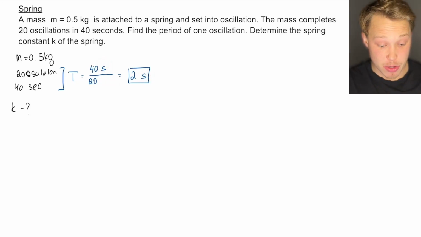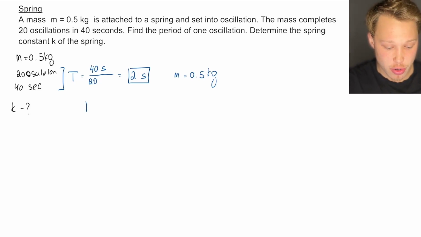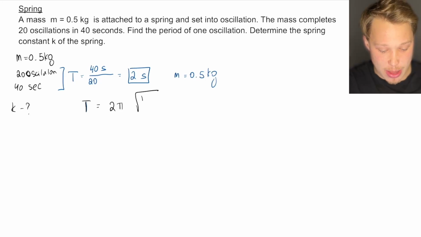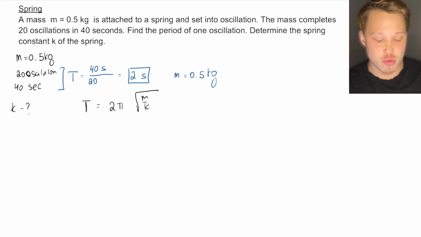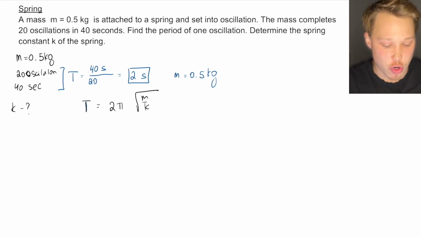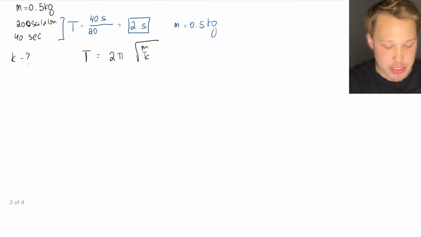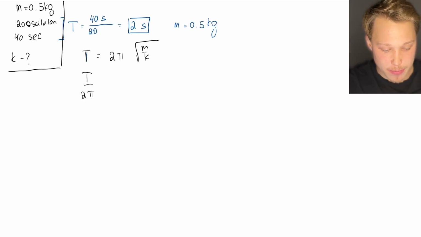Right, now that we know the period and we know the mass, we can take our equation for the period of the spring, which is T equals 2 pi square root of m over k, and the only thing that is really left is to just rearrange it for k. So let's practice rearranging this equation. Let's divide both sides by 2 pi. In order to cancel out the square root, you want to square both sides.